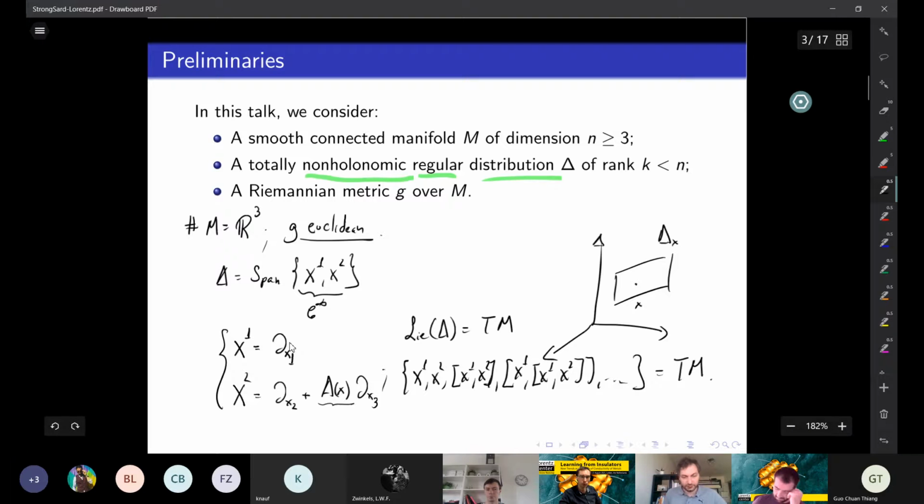This is what it means, and it gives us a constraint on what this A is. In particular, A cannot be 0, because this would give us a foliation. In some sense, totally nonholonomic means the opposite of a foliation, right? It means that you can go in every single direction if we take enough Lie brackets.